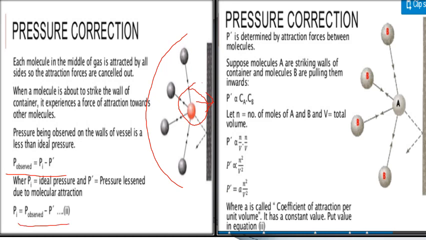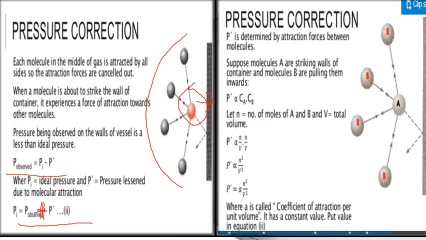Here it is given, okay. So the ideal pressure will be the addition of these two, P observed and P bar. There will be a plus sign between these two, not a minus sign. For P observed, between P I and P bar there is a minus sign, but here P I represents ideal pressure. P I will be equal to observed pressure plus the pressure lessened, right?